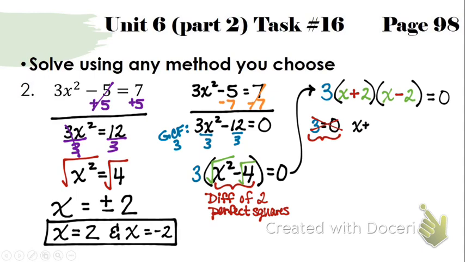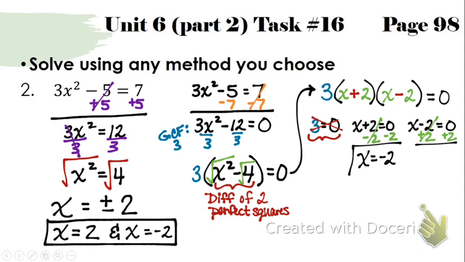I take x plus 2 and set it equal to 0. I take x minus 2 and set it equal to 0. And then I solve each one of those. So what answers do I end up with? X equals -2. That was one of the answers that we got doing it the other way. And x equals +2. That was the other answer.